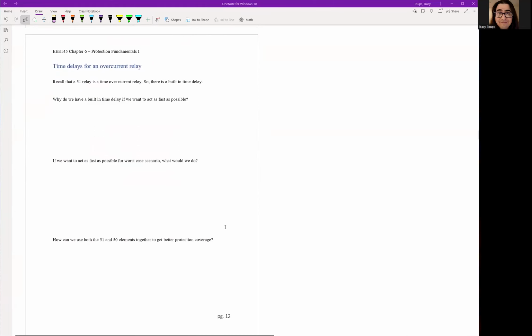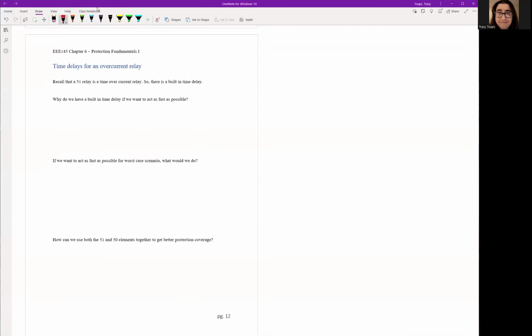Okay, so now I want to talk about time delays. If you notice, we always talk about 50 and 51. 51 has a time delay involved. And so we ask ourselves, why do we build in some type of time delay? Recall that a 51 relay is a time overcurrent relay. There is a built-in time delay.